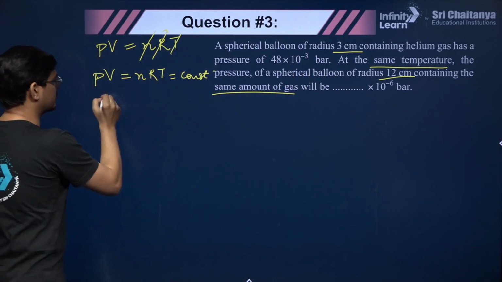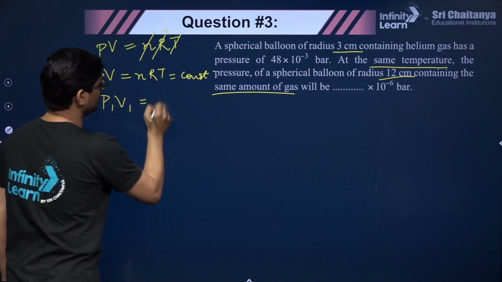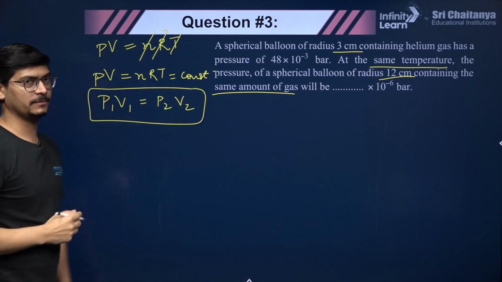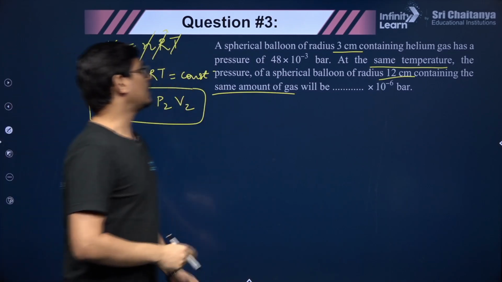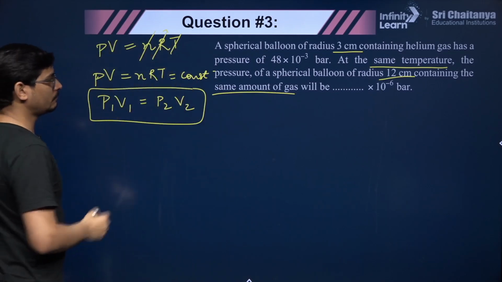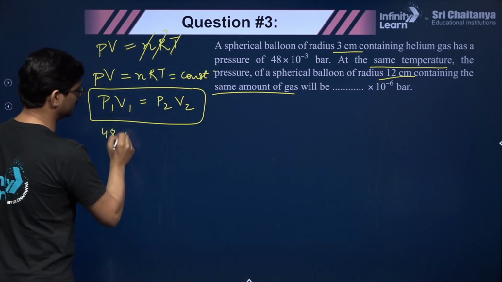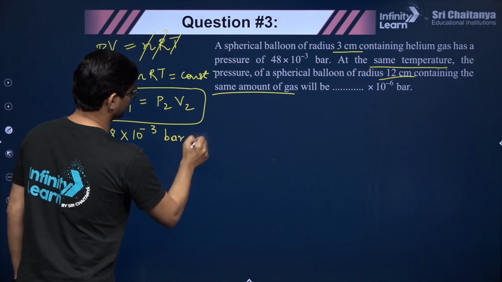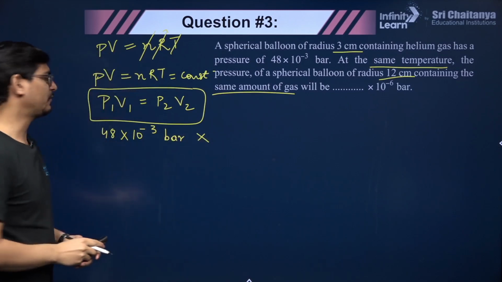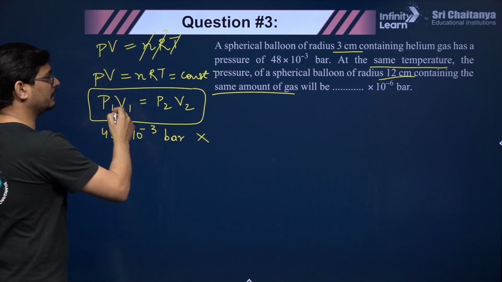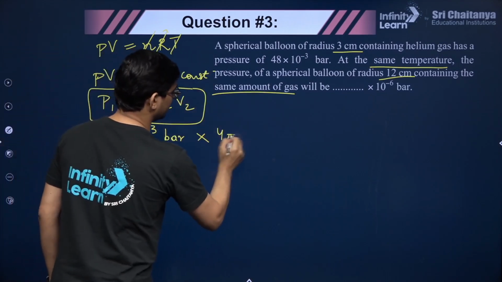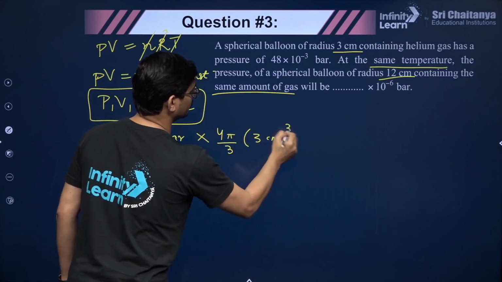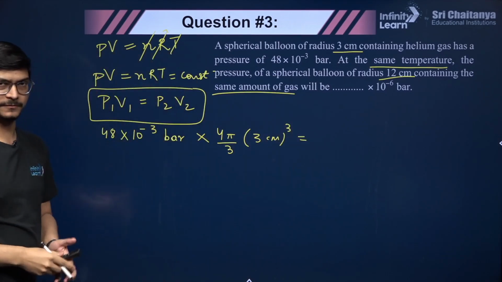Now if PV is constant, so P1 V1 will definitely be equal to P2 V2. For the first balloon, the pressure is 48 into 10 raised to the power minus 3 bar. Volume will be 4 pi by 3 into 3 centimeter cube. That will be the volume of the balloon.